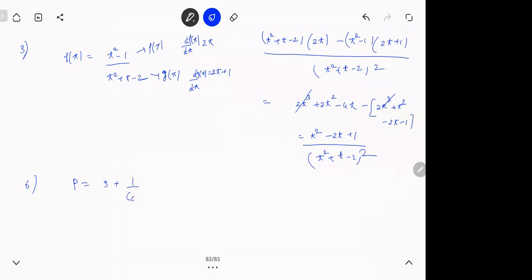5 plus 1 by cos theta. This is 5 plus secant theta. So this is dp by d theta. 5 का differential will be 0. This is sec theta. This is 0. And secant theta का differential is secant theta tan theta. You can prove that 1 by cos theta. We did this thing in the class. Secant theta is 1 by cos theta. So f of x is 1 and g of theta is cos theta. Use f of x by g of x.